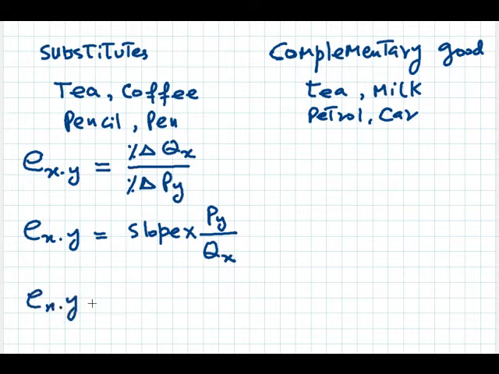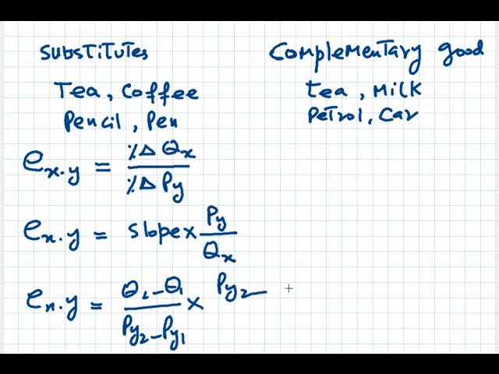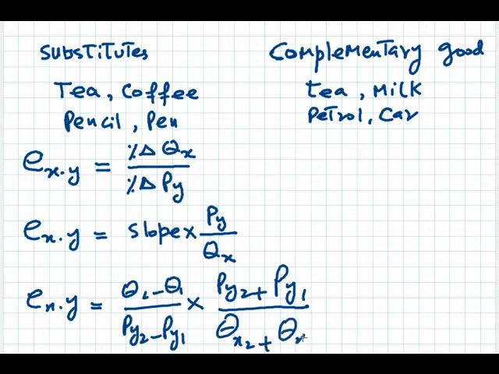And arc cross elasticity is equal to QX2 minus QX1 over PY2 minus PY1, multiplied by PY2 plus PY1 divided by QX2 plus QX1. So here we notice that quantity demanded is for X and price is for Y commodity.